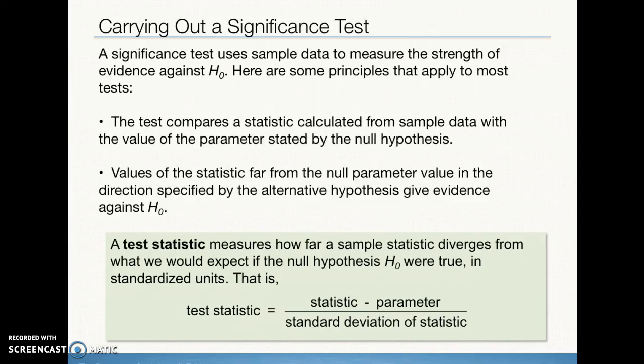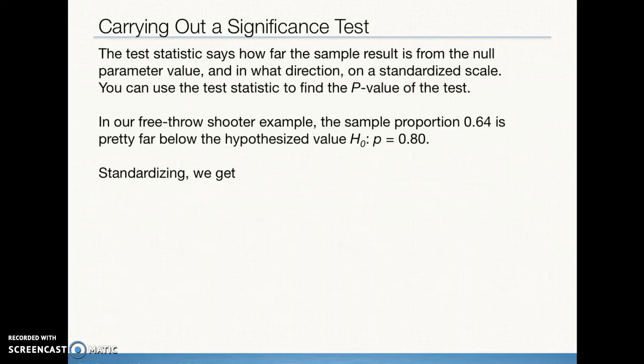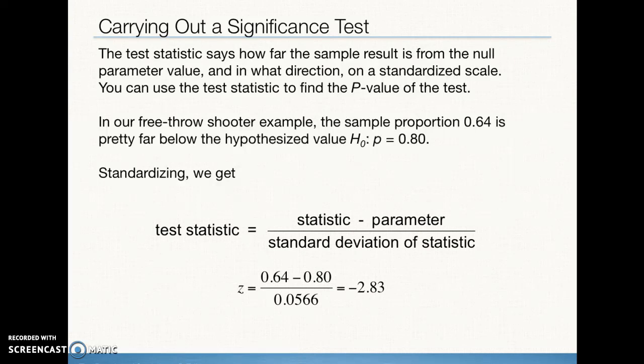The formula looks just like our z-score formula that we've been working with for all year: statistic minus parameter divided by the standard deviation of the statistic. Back to our basketball player example, we know our null hypothesis value is 0.80, our sample value is 0.64, and so we're going to plug that in along with that standard deviation, the square root of p times 1 minus p over n, that we use the 10% condition to make sure that we're allowed to use in our calculations. In this case, we get a z-test statistic of negative 2.83.